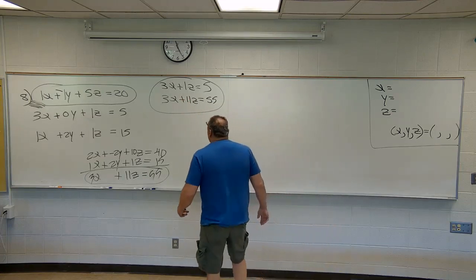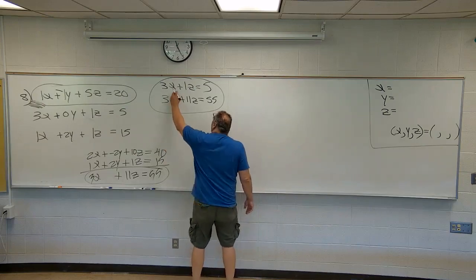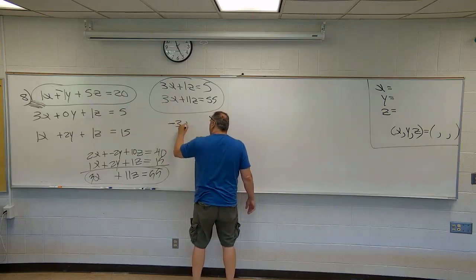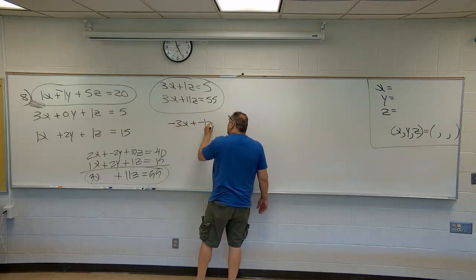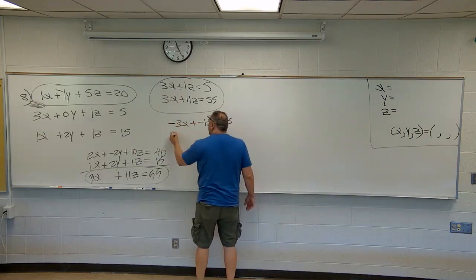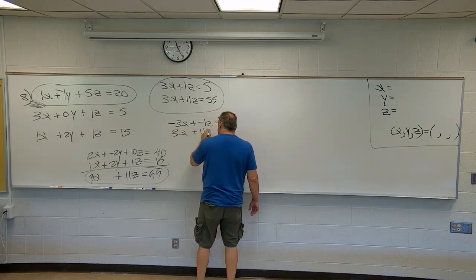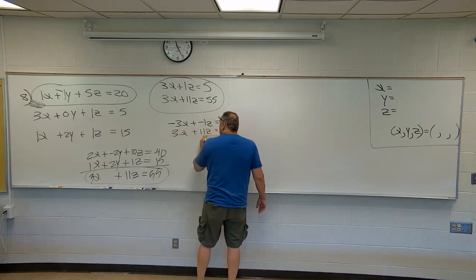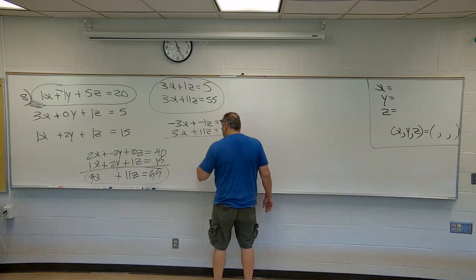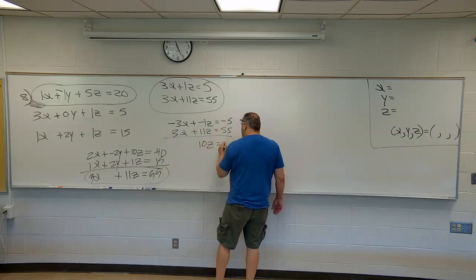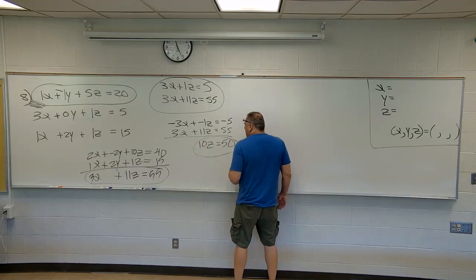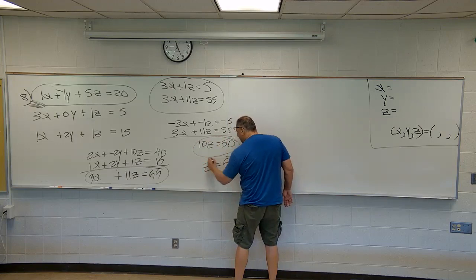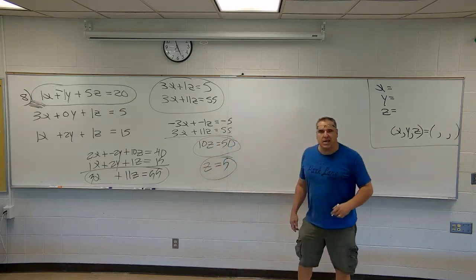Let me see what I can do here. Let me take the top equation and multiply by negative 1. That's all you're doing, you're kicking things around. Leave the second equation alone. Add these two, and the x's give you 0. Add these two, add these two. 10z is equal to 50. Divide by 10 on each side. Z equals 5.